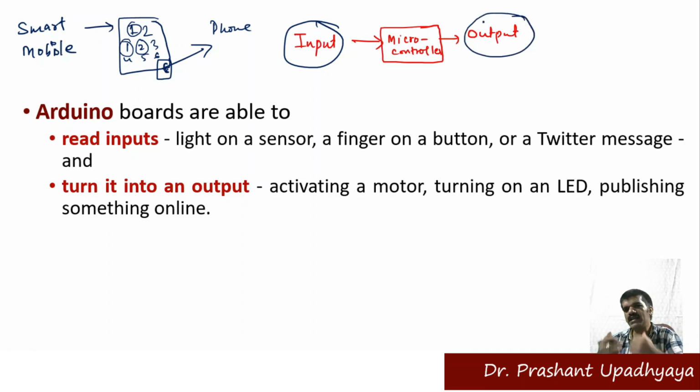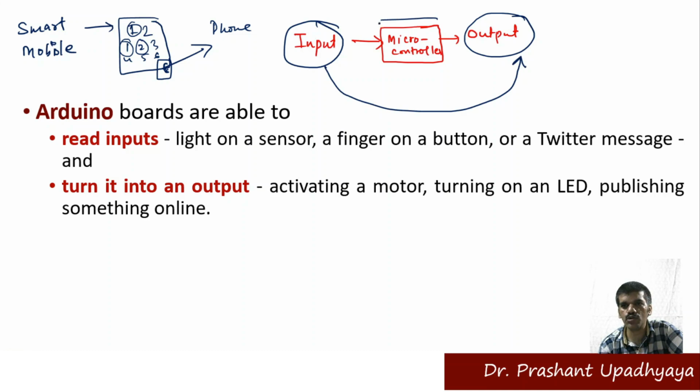Input can be in any form. You can put in any of the sensors, you can put in touch panels, you can give the input in the form of a Twitter message. And what can be the output? The output can be that you activate the motor, turn off the motors, or turn off the LEDs. How will it do that? We have to use some set of inputs, and that input will be converted into the output with the help of this microcontroller.